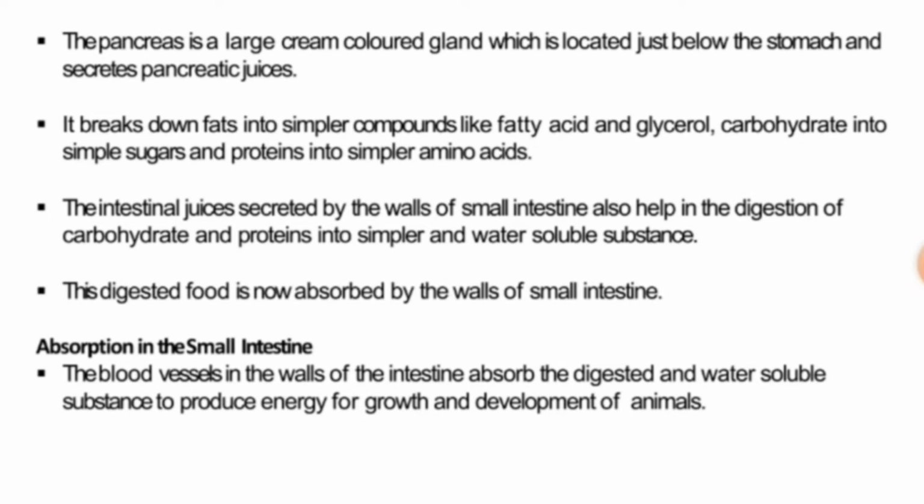This digested food is now absorbed by the walls of the small intestine. Absorption in small intestine: the blood vessels in the walls of the intestine absorb the digested and water soluble substances to produce energy for growth and development of animals.